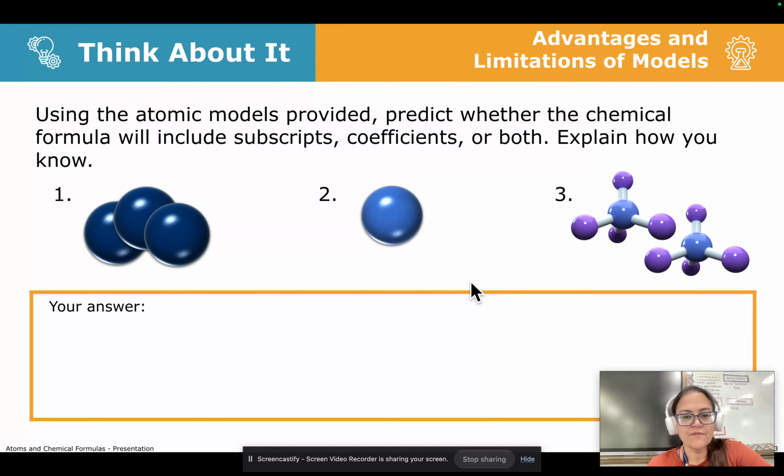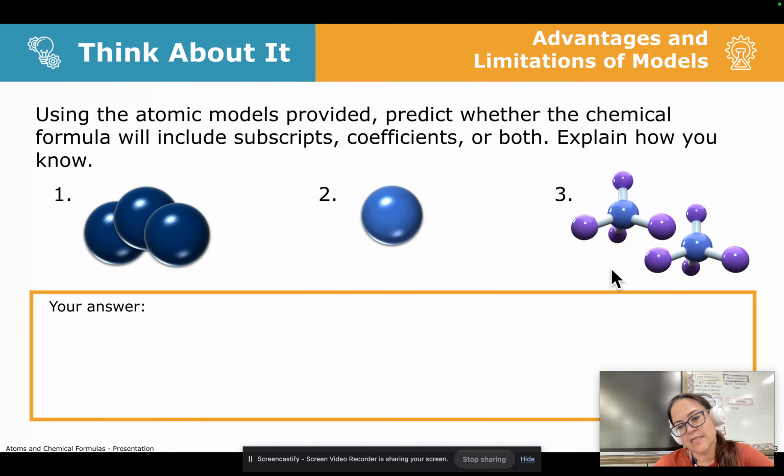Using the atomic models provided, predict whether the chemical formula will include subscripts, coefficients, or both, and explain how you know. So we can just go through these quickly. So this one has 3 of the same one. So this one is going to have the subscript of 3. This is just one type of atom. So this one will have no subscripts, because again, if it's just one, you just write the letter. And then this one is going to have both. It is going to have a coefficient of 2, because you have 2 of these molecules, 1, 2.